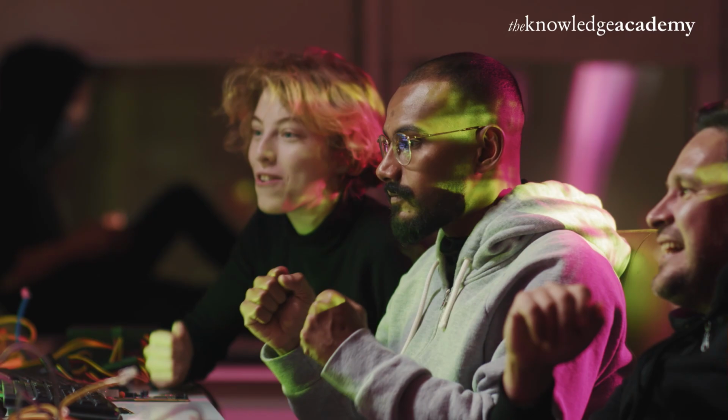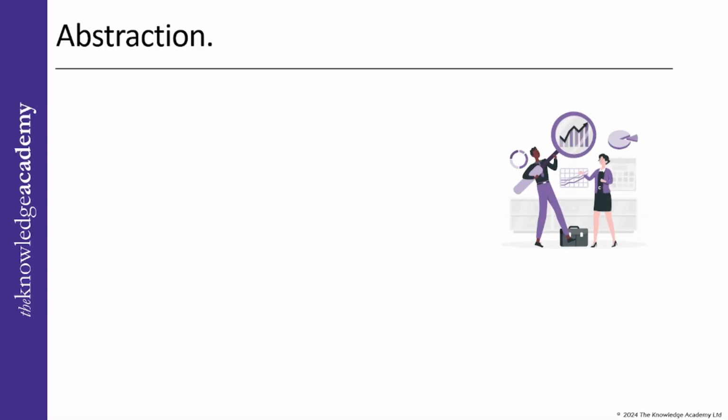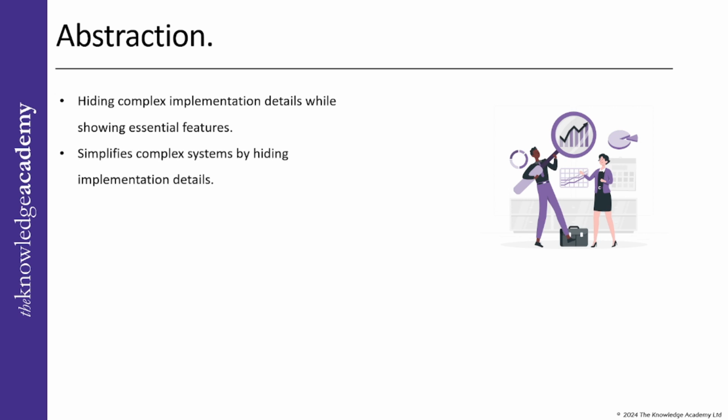Moving on to the next concept, abstraction. Abstraction is the process of hiding the complex implementation details and showing only the essential features of the object. It allows us to focus on what an object does rather than how it achieves it. Abstraction helps in managing complexity by breaking down a system into smaller, more manageable parts.